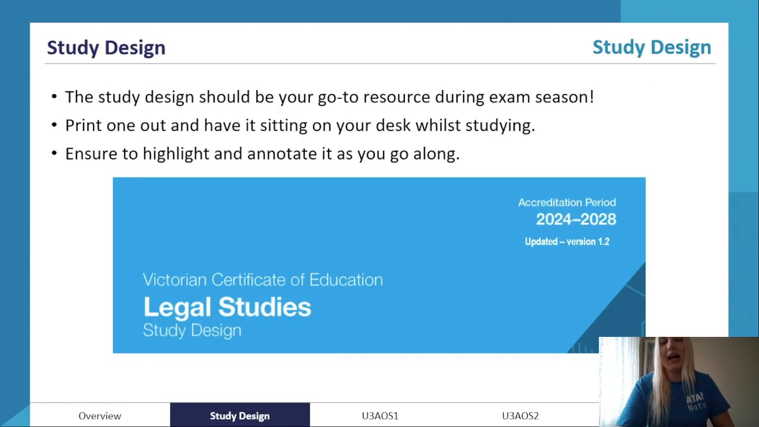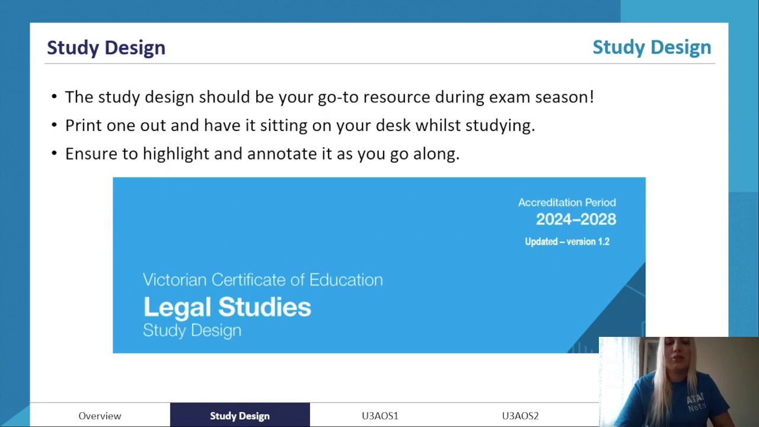So the first thing that we need to address is the importance of the study design as a key resource for your exam preparation. You should have it printed out and sitting on your desk while studying, have it highlighted and annotated, particularly what's important for each area of study. There are the key knowledge dot points, which tell you exactly what you need to know and what you will be assessed on. This helps you to focus your study and make sure that you're not learning unnecessary information from your very content heavy textbooks, and you are studying only for what is going to be on the exam.